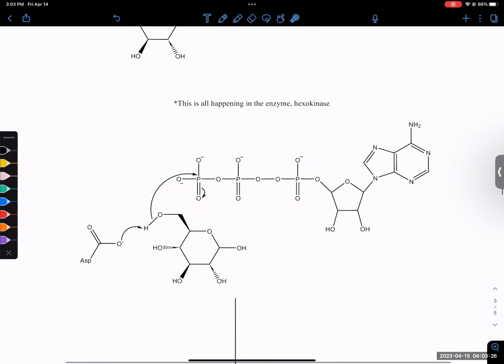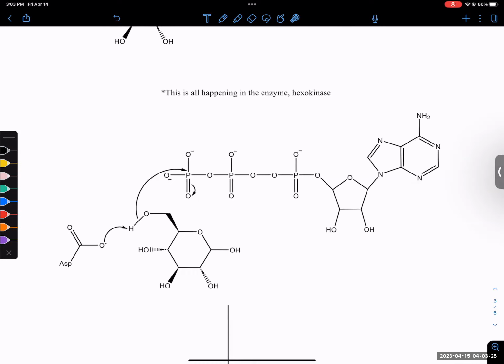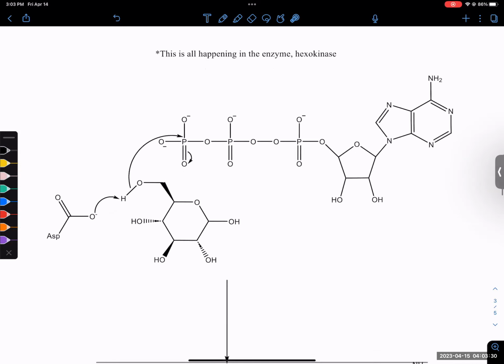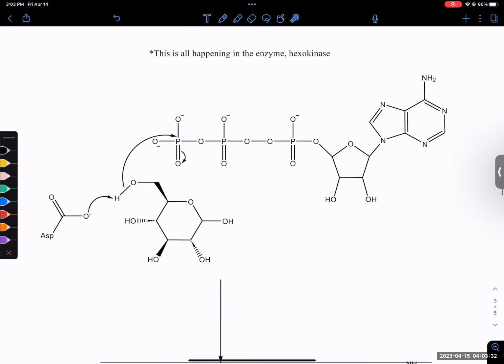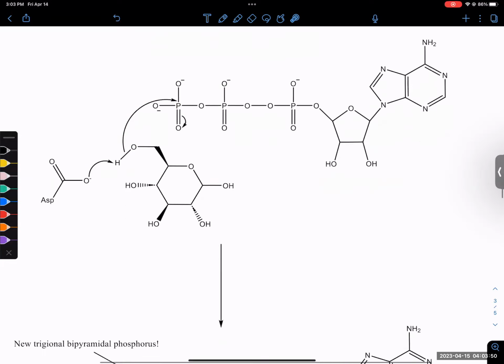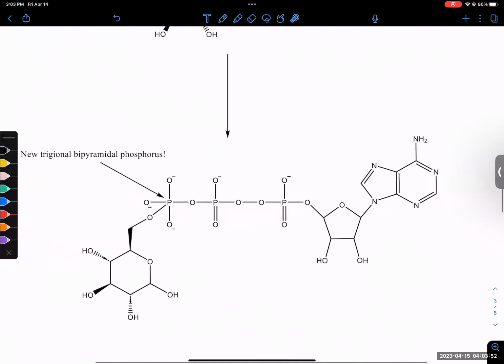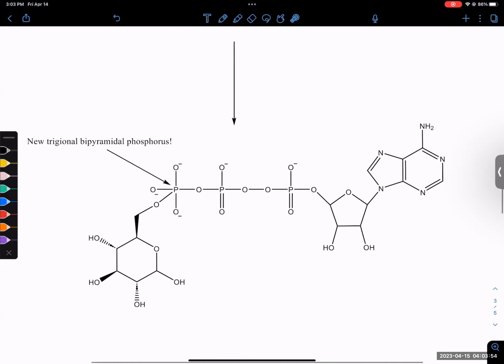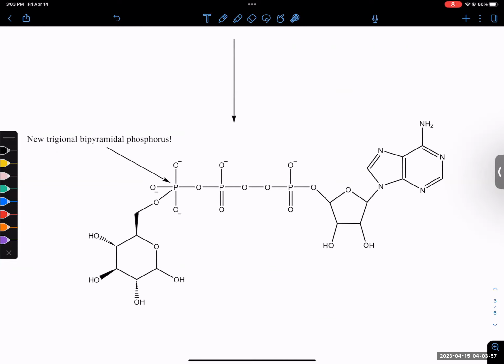And this is all happening in an enzyme called hexokinase, which is in the first step of glycolysis, which maybe sounds familiar to you. What happens is basically some base, and we know bases like to deprotonate things. Acid-base reactions are the transfer of protons. So a base takes away this proton and these electrons attack phosphorus. And look what you get in the next step as an intermediate. You get a new trigonal bipyramidal phosphorus.